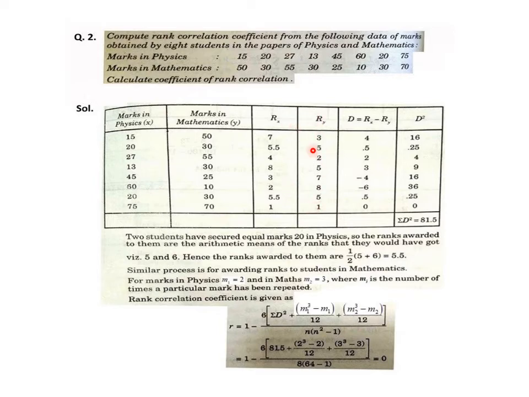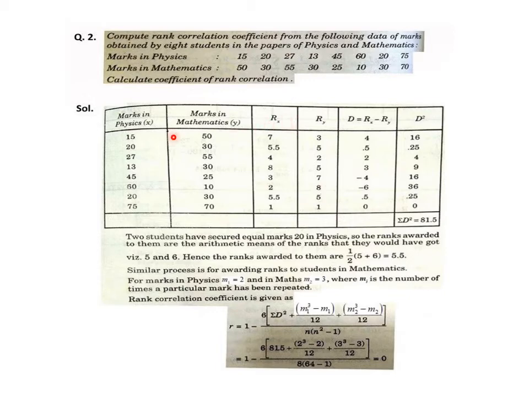As you can see, once Rx and Ry are created, then the difference between ranks, Rx minus Ry, capital D, then D square, and all those same formalities, but the formula is looking different, dear students. M1, M2, so something is happening there. What's happening? Let us see.